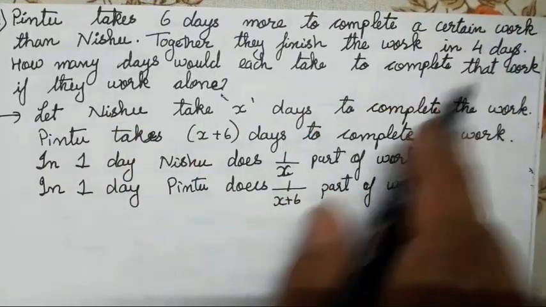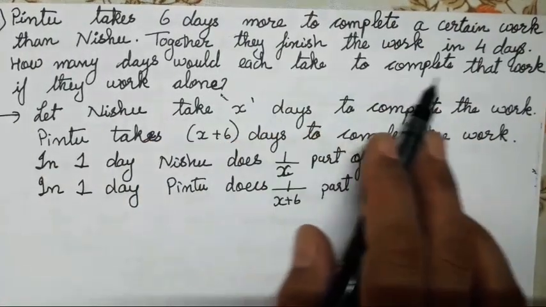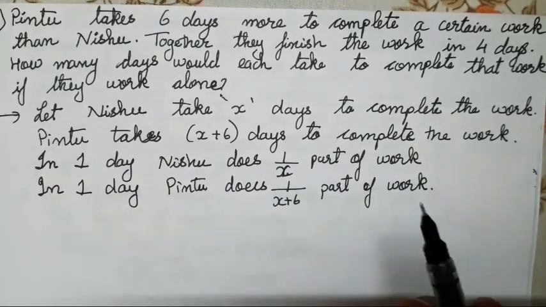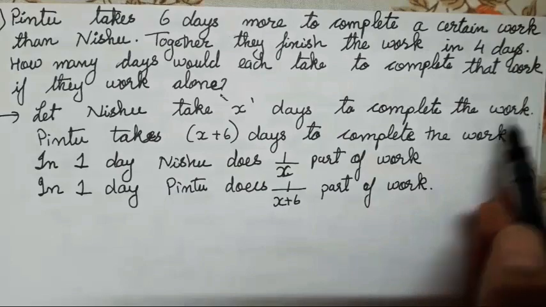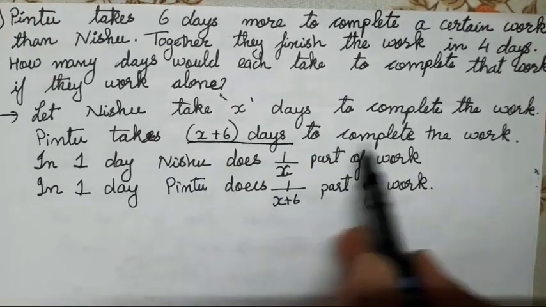Pintu takes 6 days more to complete a certain work than Nishu. Together they finished the work in 4 days. How many days would each take to complete that work if they work alone? So let Nishu take x days to complete the work. Pintu takes this many days to complete the work.